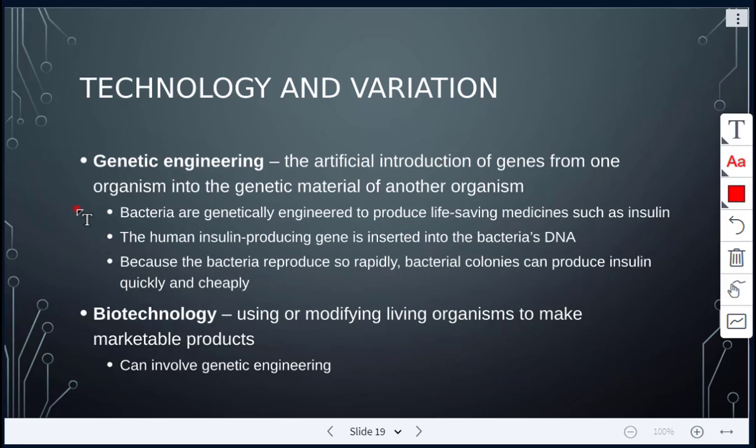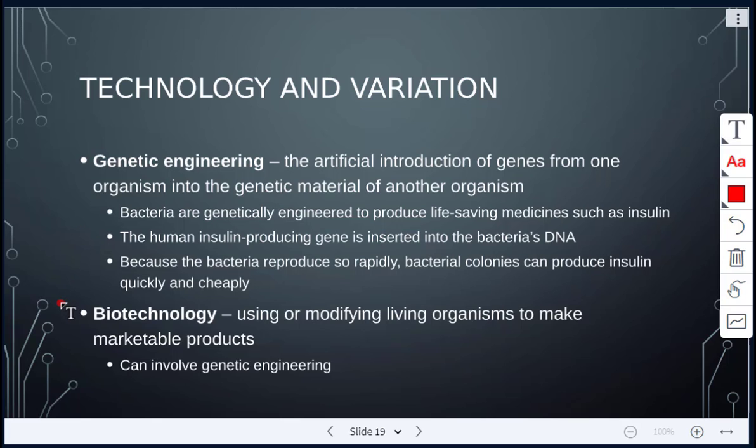For example, bacteria are used to genetically engineer medicines such as insulin. Insulin is used for patients that have diabetes. So what happens is scientists will take the human insulin producing gene and they will insert it into the bacteria's DNA. And because bacteria are able to reproduce so rapidly, these bacterial colonies will then produce insulin very quickly and cheaply.